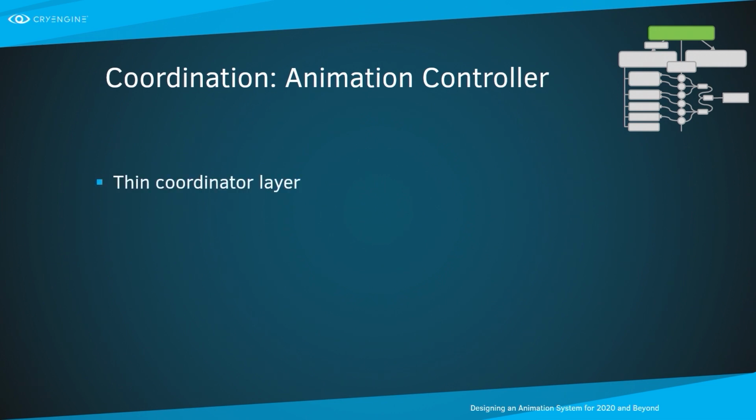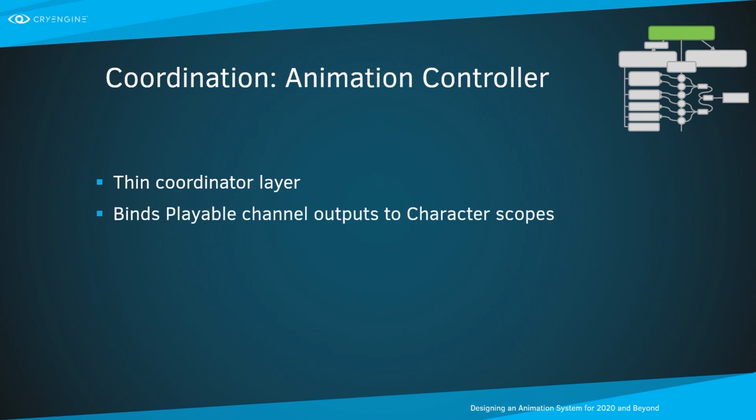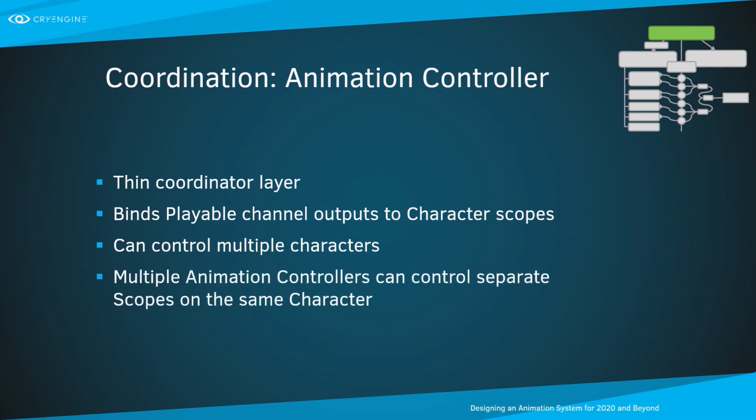And the animation controller only does this, only coordinates animations. So it's a coordinator layer, and it just binds the playables to the character scopes, or at least the individual channel outputs of the playables to the character scopes. And we will see right now why it's useful to have multiple channel outputs for each playable. So an animation controller can control multiple characters, but also multiple animation controllers can control different parts of a single character. So this gives you flexibility in what part of your character you relinquish to another animation controller.